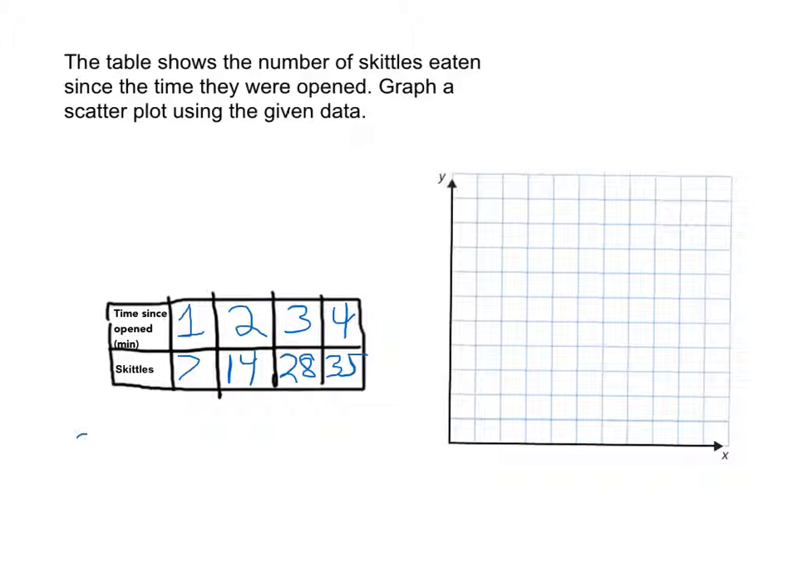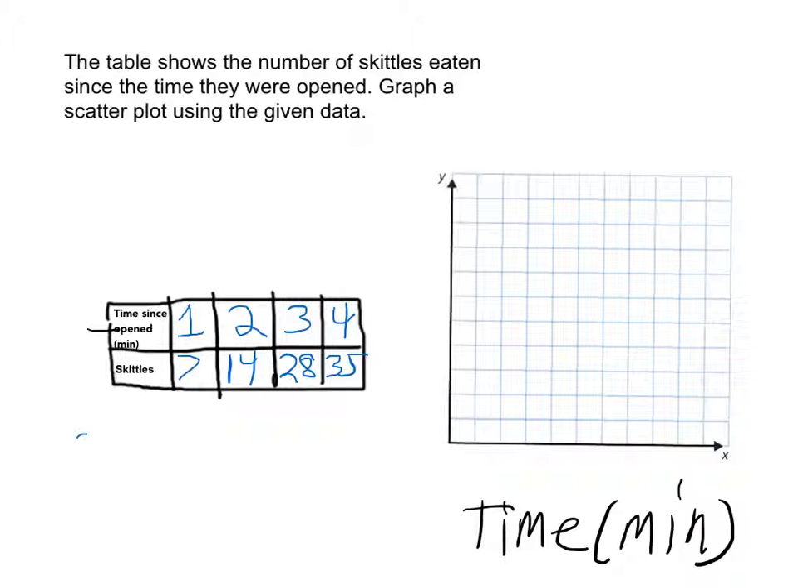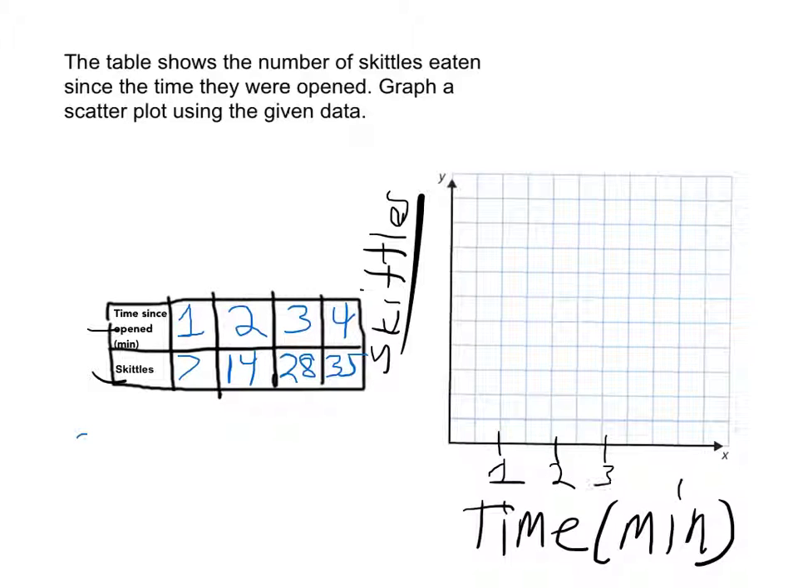The first thing you do is look at the table and decide where you're going to label your axis. I'm going to label time on the bottom, and don't forget about that minutes. And I want to label Skittles on the Y. Alright, now we have to number them. So time since: 1, 2, 3, 4.